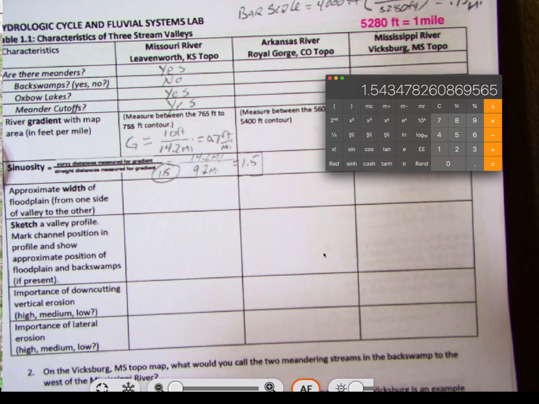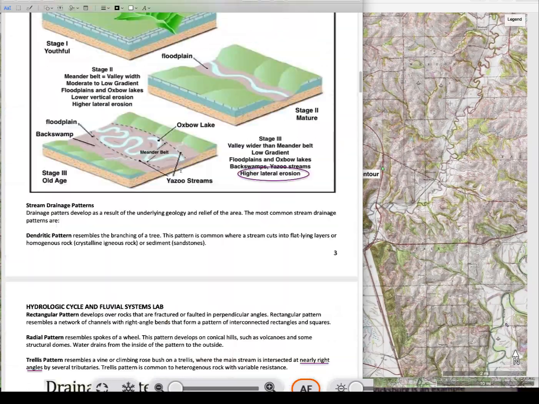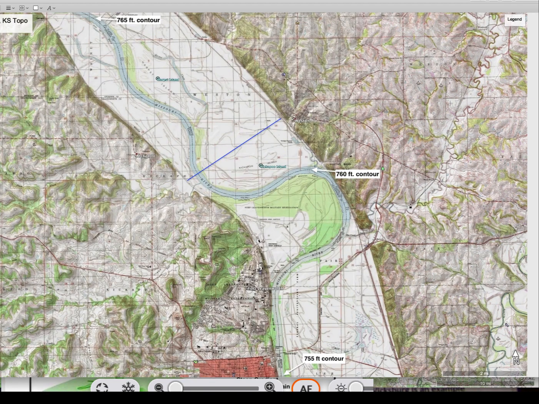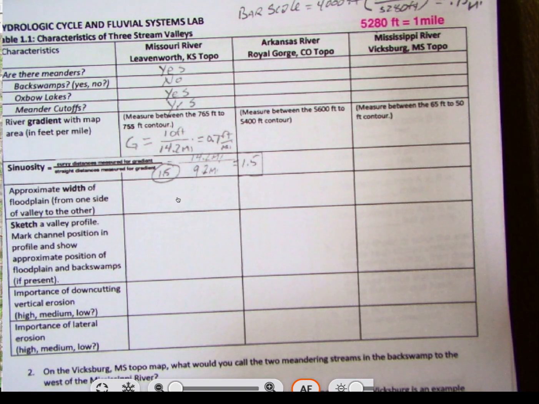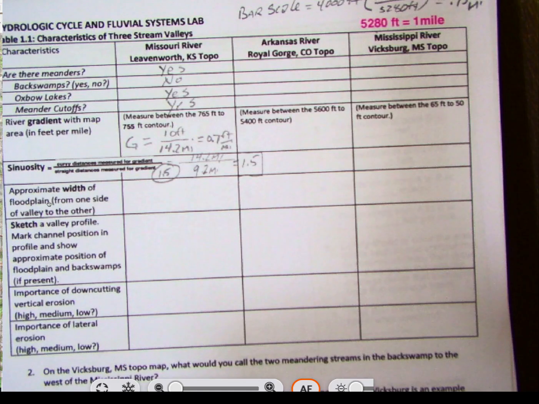And you'll see later on, with this 1.5, that in this initial diagram I show that sinuous streams are between 1.3 and 1.5, right? So this is a sinuous stream based on what we've seen with this river here. Now, the next question is asking us to measure the width of that stream. So what you want to do is take your ruler and measure the width of the valley, because that's about the width of the stream valley, of the floodplain.